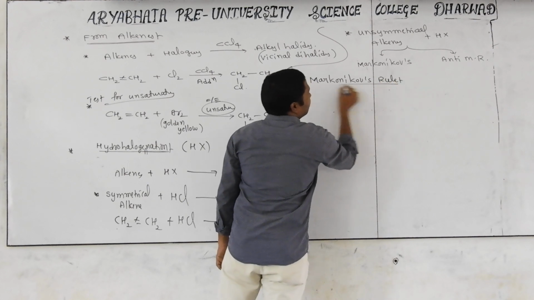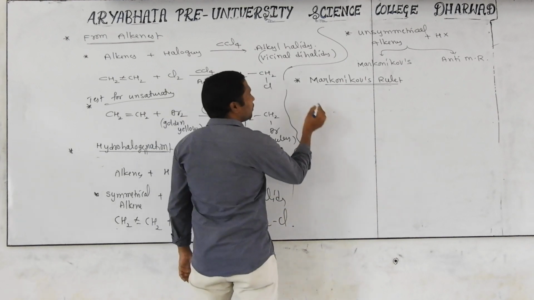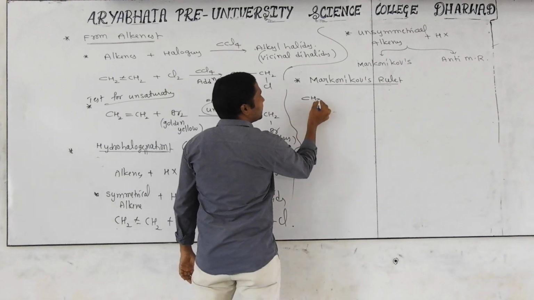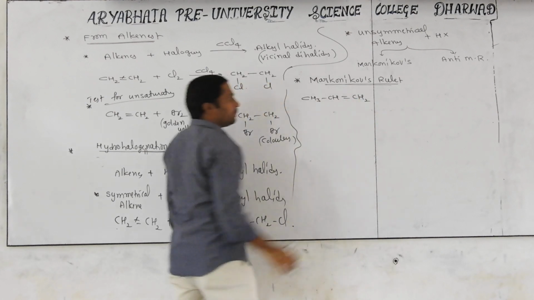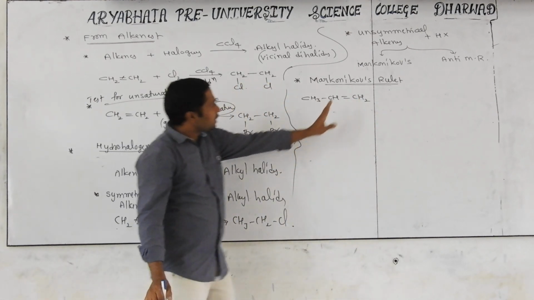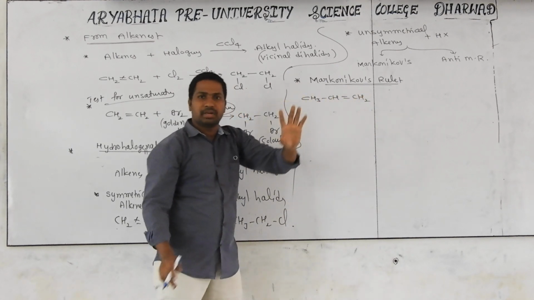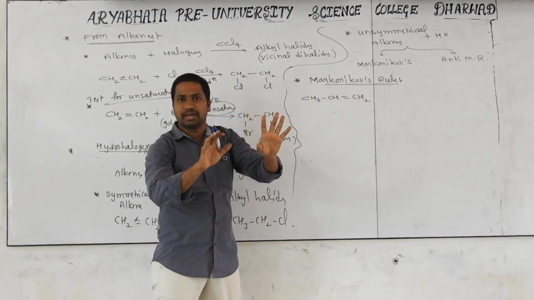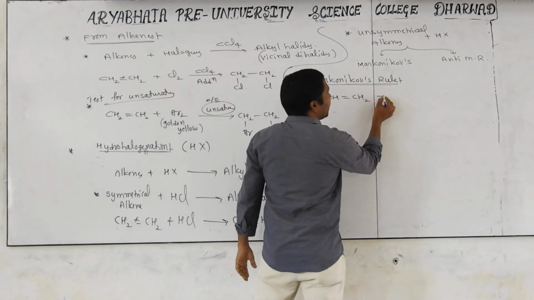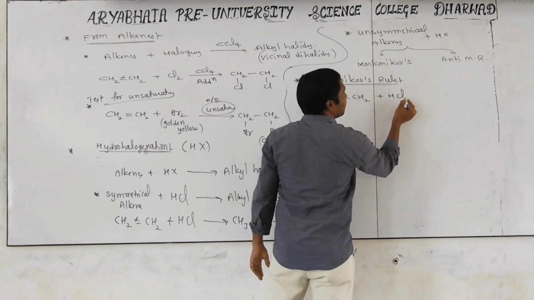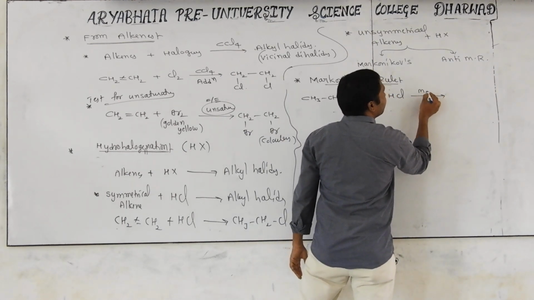You see carefully now what the Markovnikov rule is. Take one unsymmetrical alkene, the best example, CH3 CH double bond CH2. It is appearing very clearly: with respect to the double bond, the left side has two carbons and the right side only one carbon, so it is unsymmetrical. That's why it is called an unsymmetrical alkene. To that, I am adding hydrogen chloride. The reaction goes through the Markovnikov rule.